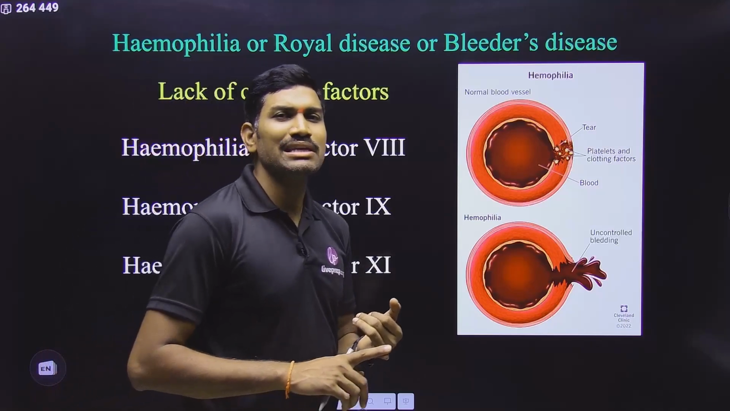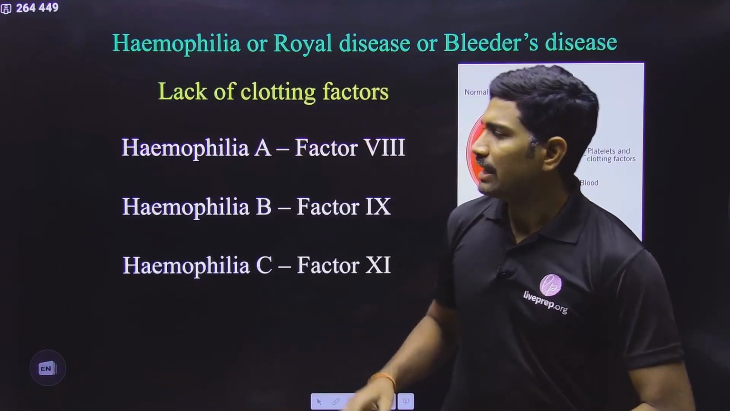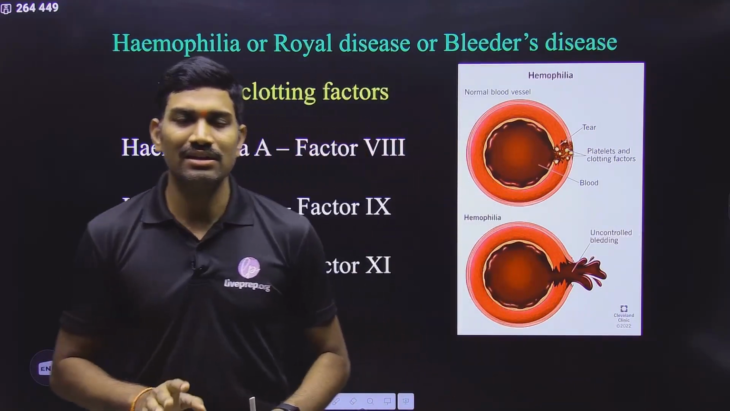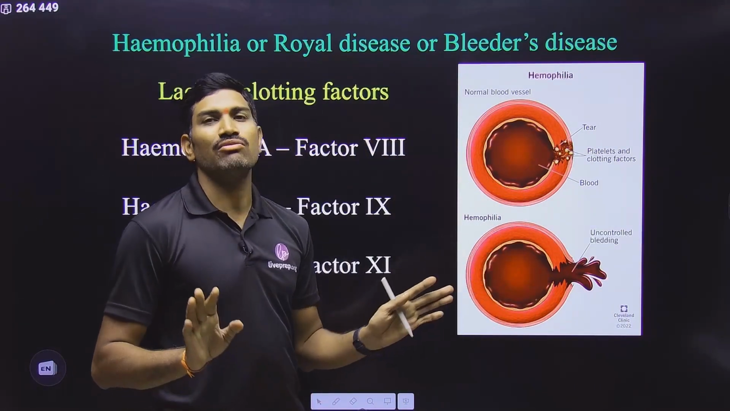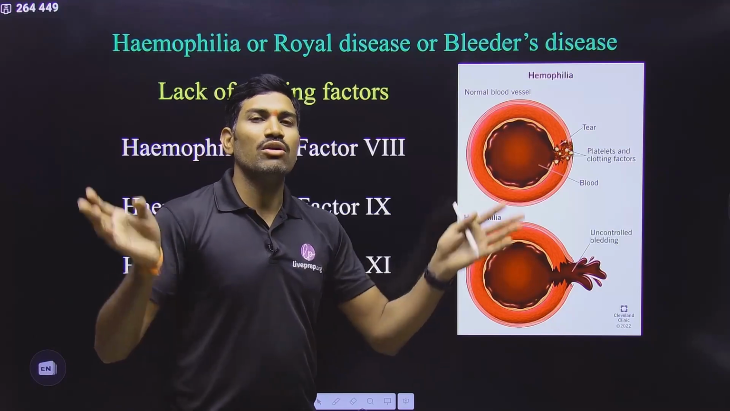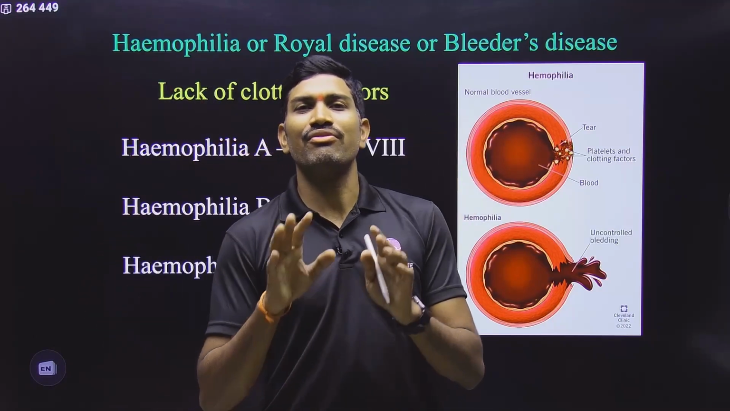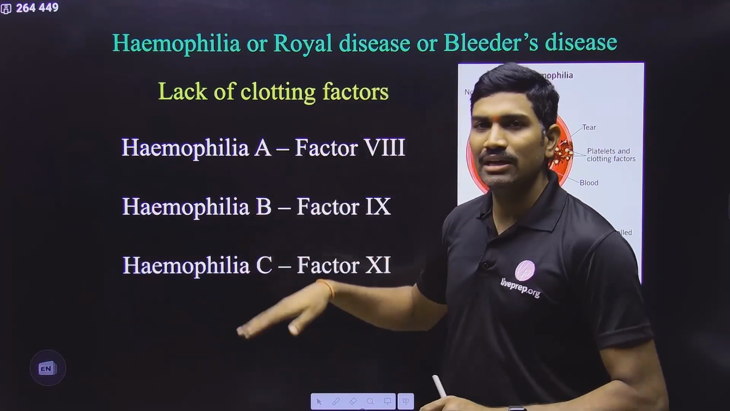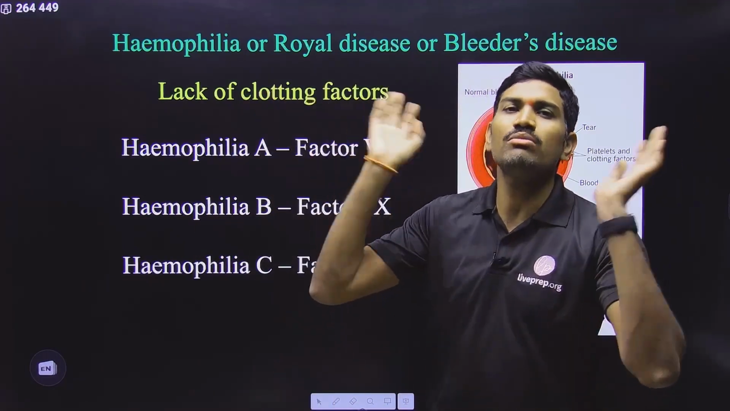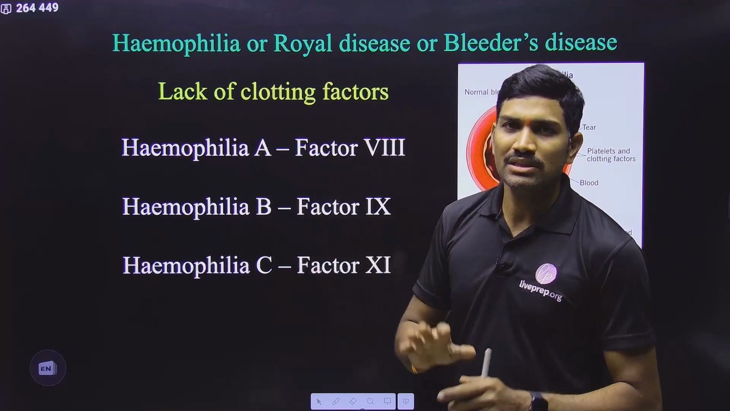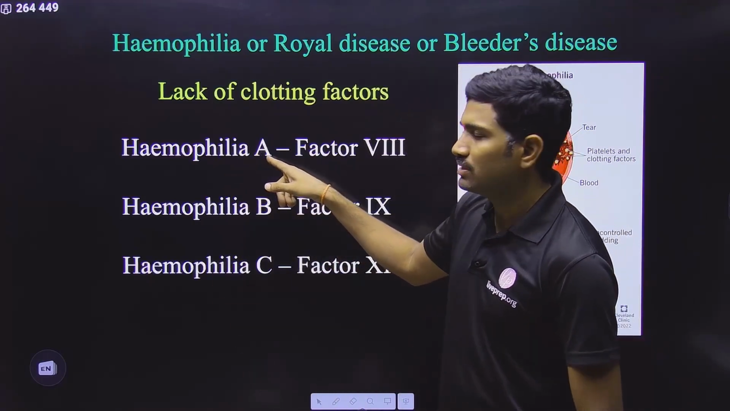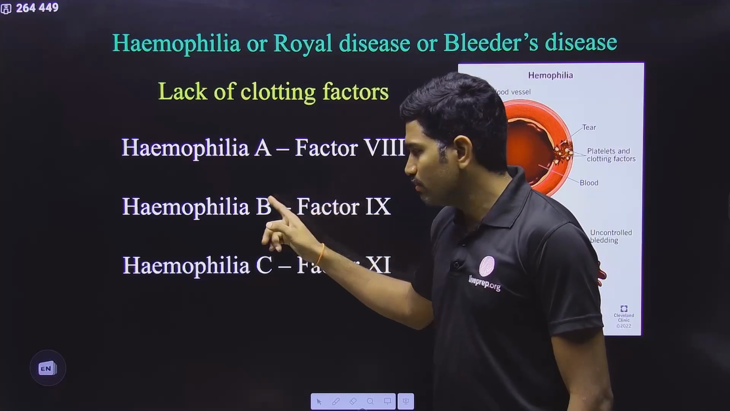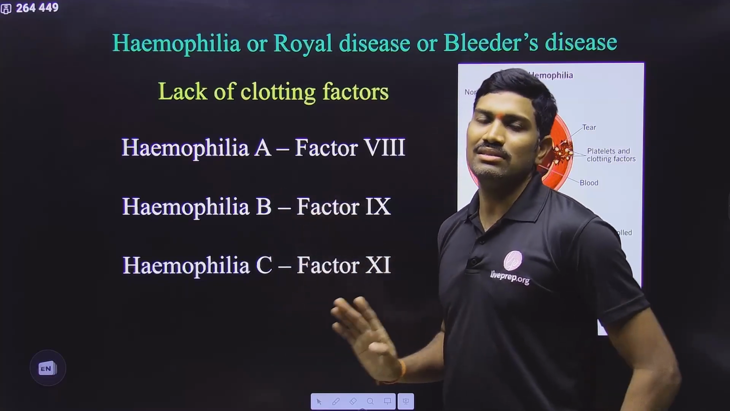Lack means absence. So absence of any of the blood clotting factors can result in hemophilia. Out of all these factors, what are the frequently observed conditions? Please remember, scientists have classified them based on the frequently observed conditions in the human population. Mainly we observe three types of hemophilia: hemophilia A, hemophilia B, and hemophilia C.